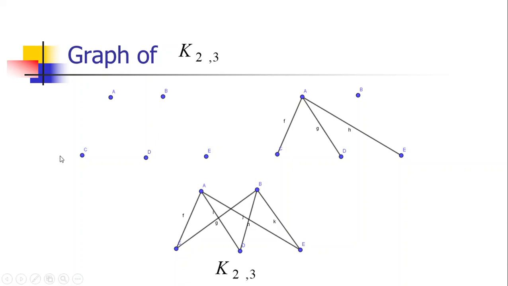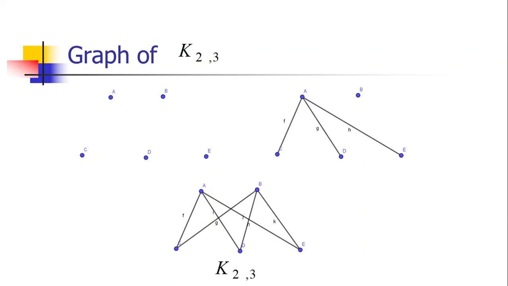Let us consider the first vertex A in V1. It should be connected to every vertex of V2, so let us create 3 edges connecting C, D and E: A to C, A to D and A to E. Now you have to consider these conditions for the second vertex B as well. So create edges B to C, B to D and B to E. So that becomes a K23 graph, and that is known as a complete bipartite graph.